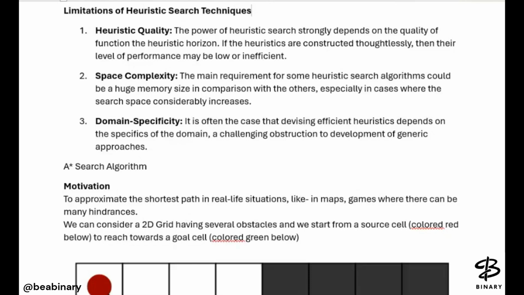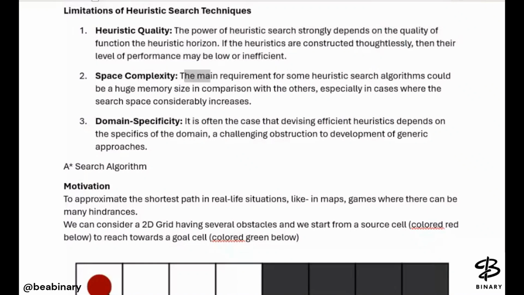So heuristic quality: the power of heuristic search strongly depends on the quality of the heuristic function. If the heuristics are constructed thoughtlessly, then their level of performance may be low or inefficient. So what approach are we using, right? Randomly, or are we using a mathematical approach to find a particular heuristic value? The quality of the heuristic value completely decides the performance of a search technique or algorithm. Then the space complexity.